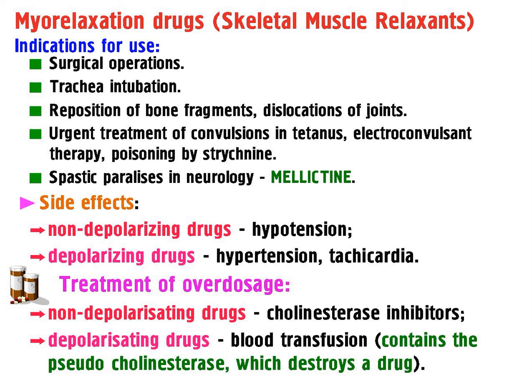If the patient is overdosed by neuromuscular blockers, the appropriate treatment of this condition differs according to the type of the agent that was used. For non-depolarizing drugs, as I told before, we use cholinesterase inhibitors, which lead to accumulation of acetylcholine and competitive antagonism with neuromuscular blocker. But for depolarizing drugs, this approach is not suitable. In this case we perform blood transfusion, which contains the cholinesterase that can destroy the drug which produces muscle relaxation.